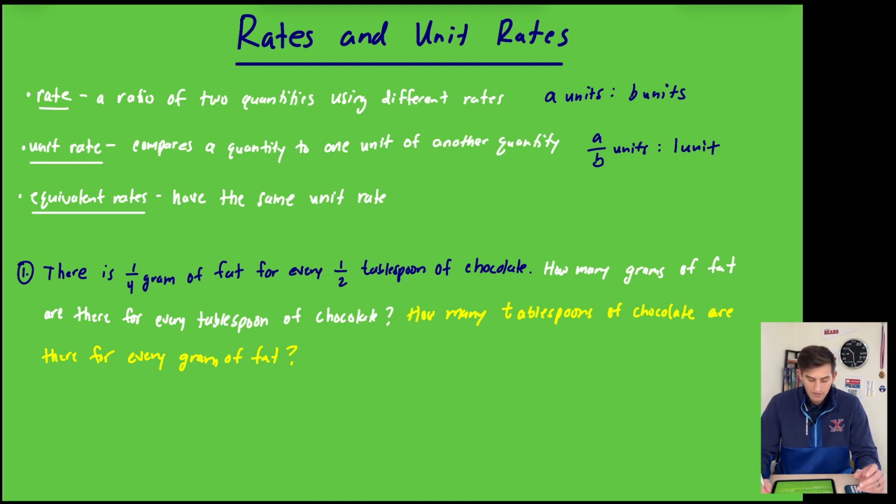A unit rate, though, compares a quantity to 1 unit of another quantity. So that's a little bit more specific there. So this would be like A over B units to 1 unit, okay? And then equivalent rates are just those that have the same unit rate.